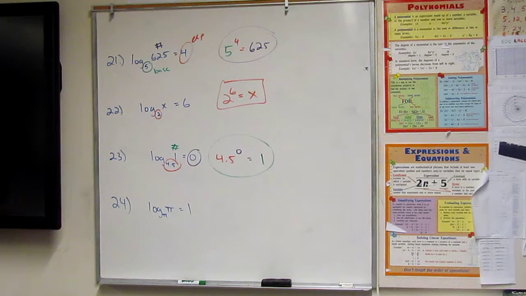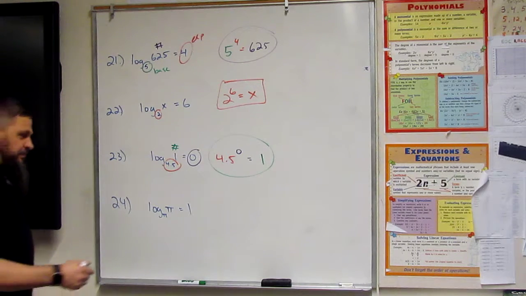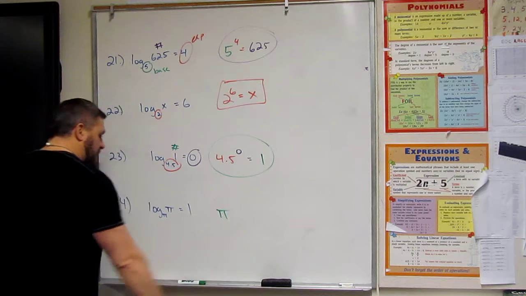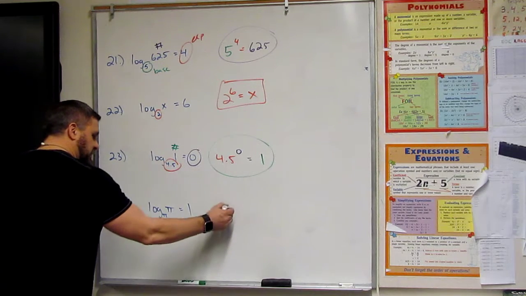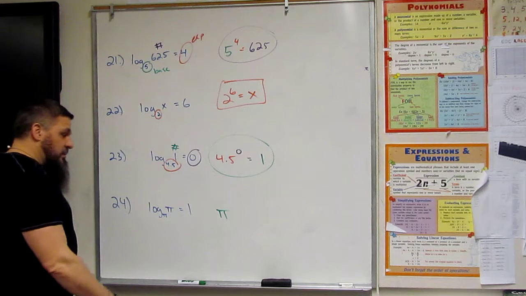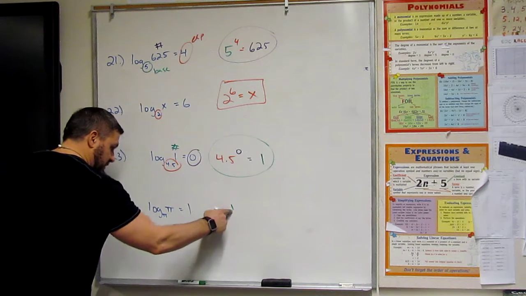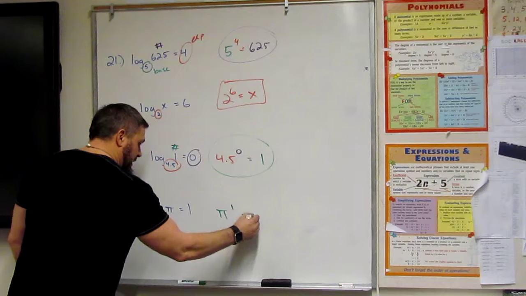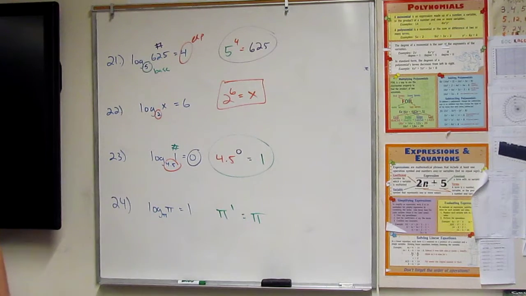All right. Again, what's the base? And that's beta. The exponent? That's the same thing. 1. All right, and pi.